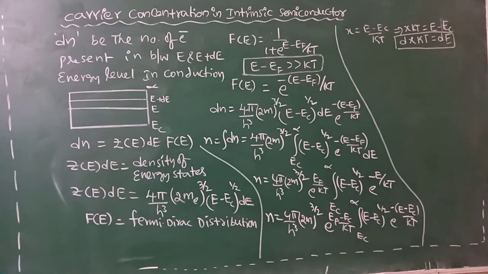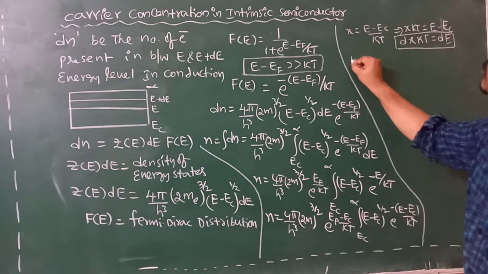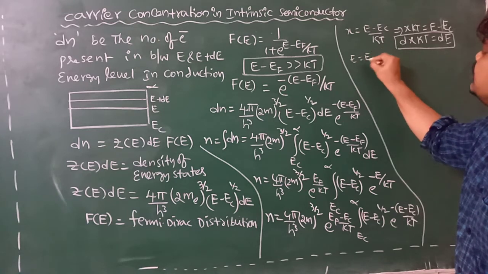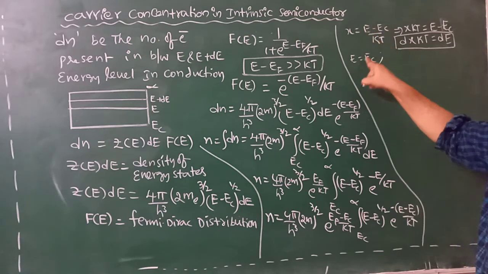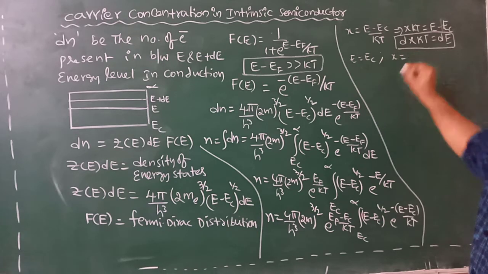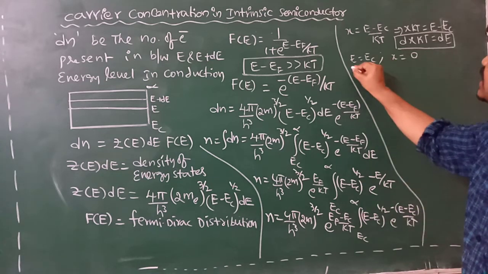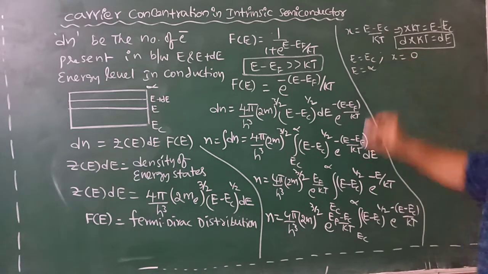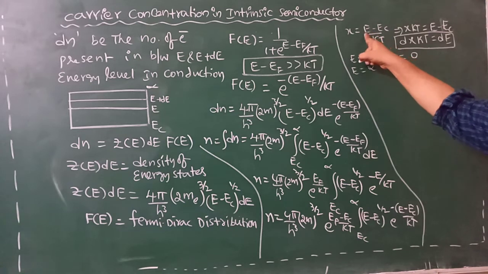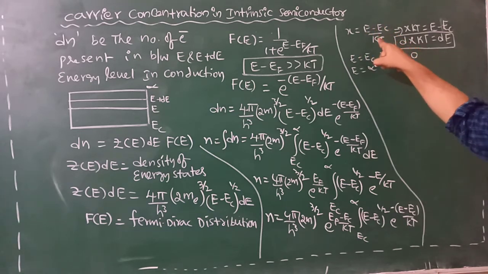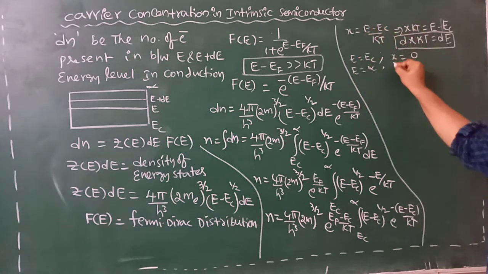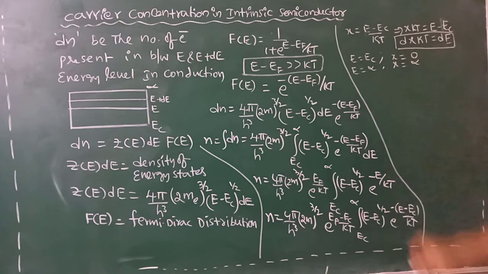So now we can go for limits. If E is equal to Ec, then x becomes 0. Then if E becomes infinity, infinity minus something by kT is again infinity. So x is equal to infinity.